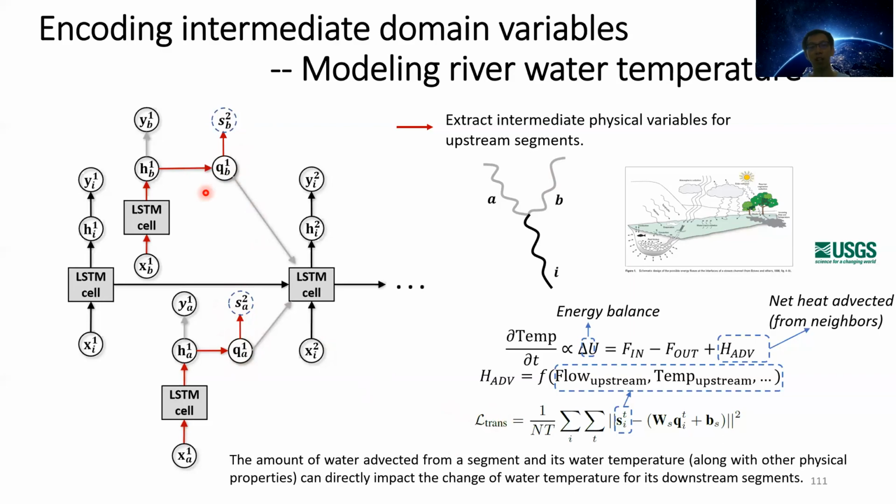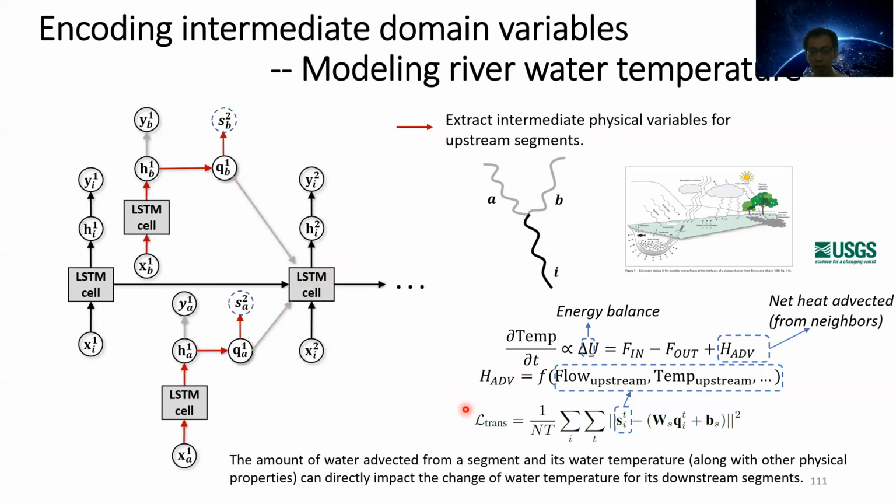If we can extract these variables SA and SB from QA and QB, then it means these hidden units QA and QB indeed contain sufficient information to represent these intermediate physical variables. Then once QA and QB are passed to this LSTM cell for the downstream segment, this LSTM structure can gather sufficient information to estimate this term HADV. So this is basically the impact from upstream to downstream segments that we're going to estimate.